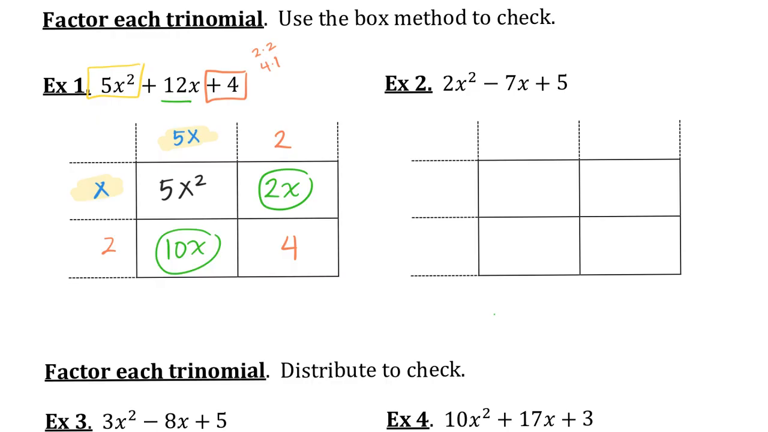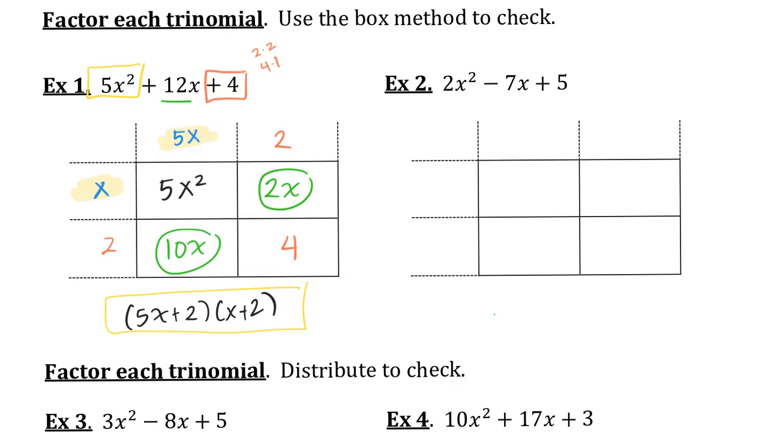So I need to go back and write my factors. So for my first factor, I have 5x positive 2. Okay, and then my other factor is x and positive 2. And it doesn't matter which one goes first. Okay, now let's try another one. We are guessing and checking, but we're trying to make smart guesses.